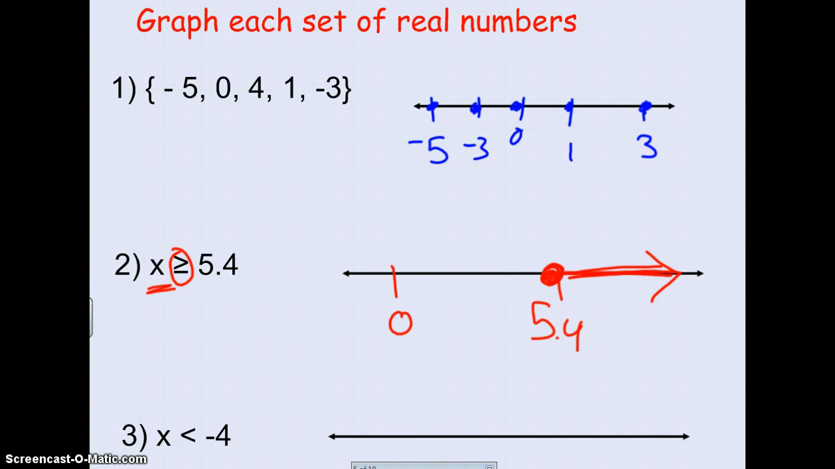In our last example here, we have x is less than negative 4. Here I have 0. I can place negative 4 on here. In this case, we just have a less than symbol, so I have an open circle. Again, I apologize. I did not orient before I turned the recording on, so some of my placement is not perfect. But here we're graphing x is less than negative 4.